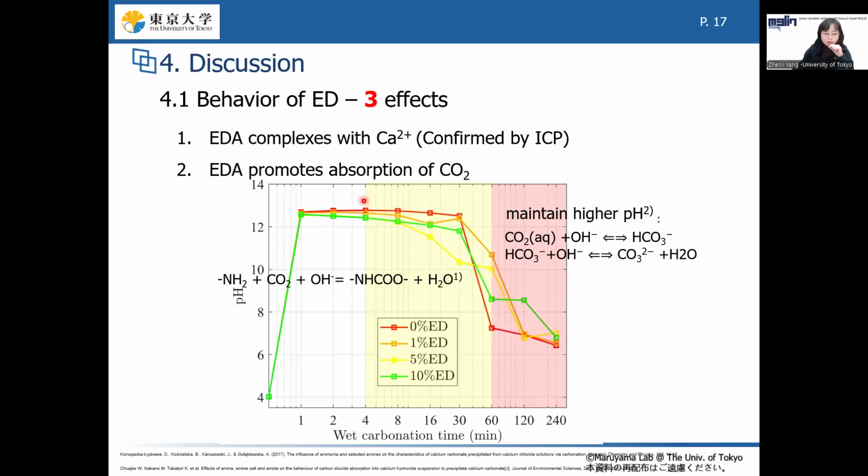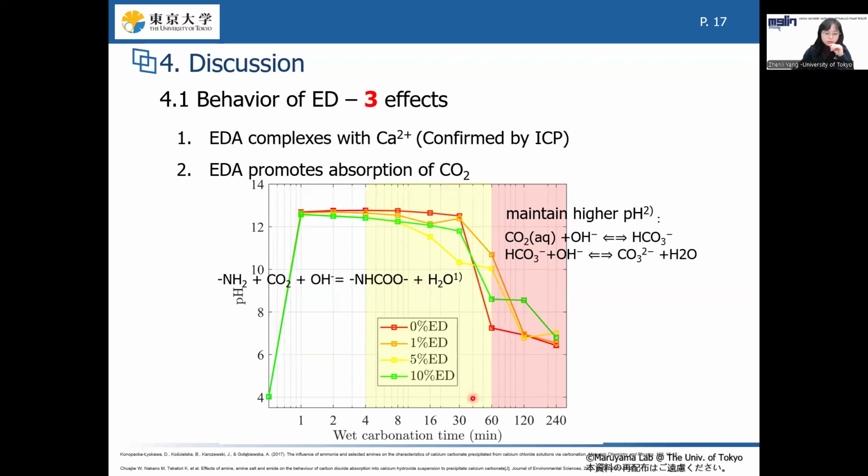Next thing is about the discussion part. Here, firstly, we wonder what role EDA plays during wet carbonation. It has three effects. First, it complexes with calcium ions. This is confirmed already by ICP before.